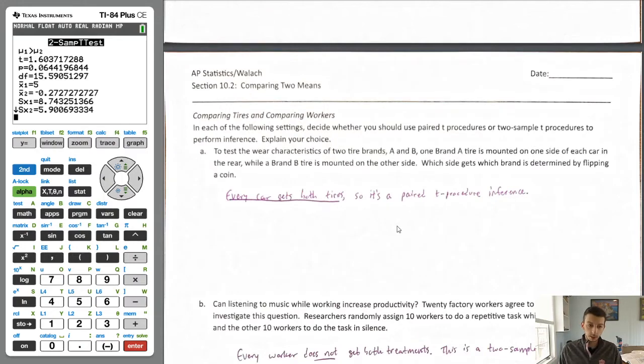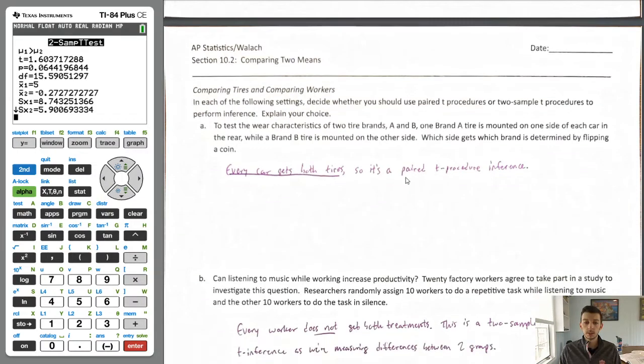You can see the answers here, but basically I'm going to explain the reasons. This first question asks you to decide: do you use T procedures for pairs or two-sample T procedures? To test wear characteristics of two tire brands, A and B, A is mounted on the side of each car in the rear, and B is mounted on the other side. Which side gets which brand is determined by flipping a coin. So the car gets both tires. It's a paired test because you're able to test the two tires against each other in a controlled environment with everything else being the same. So that's a paired T procedure.